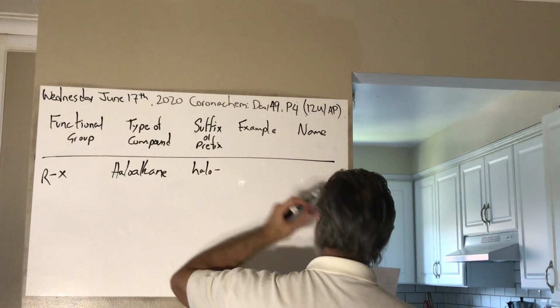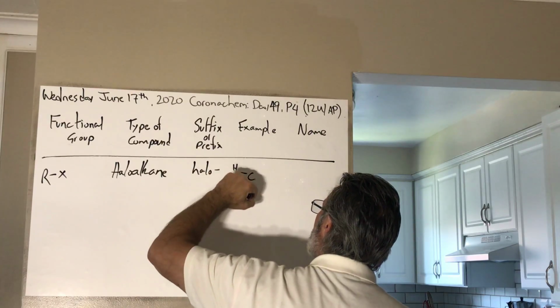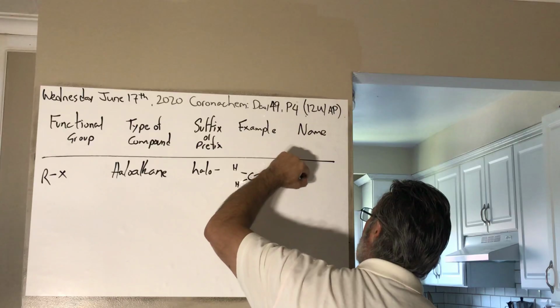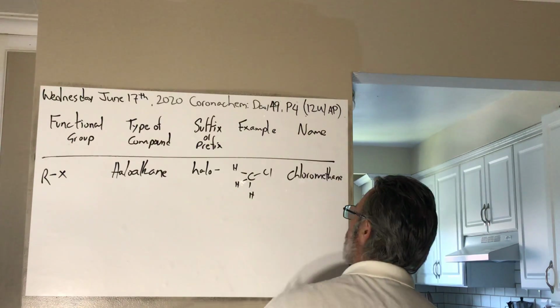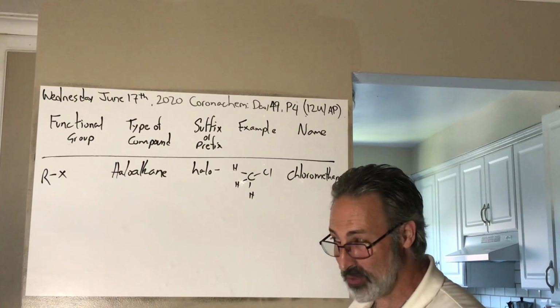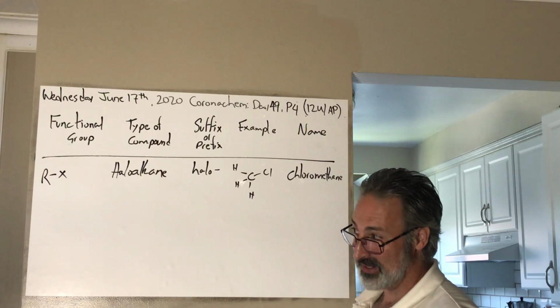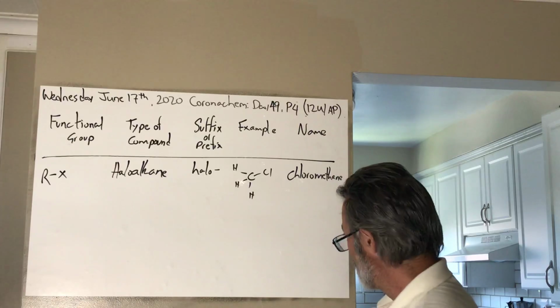And here's an example. You could have a methyl group with a chlorine on it. That would be called chloromethane. If you have 2 chlorines on the methane, you call it dichloromethane. If you have 3 chlorines, trichloromethane, it's also called chloroform. And if you have 4, you call it tetrachloromethane, but it's usually called carbon tetrachloride.